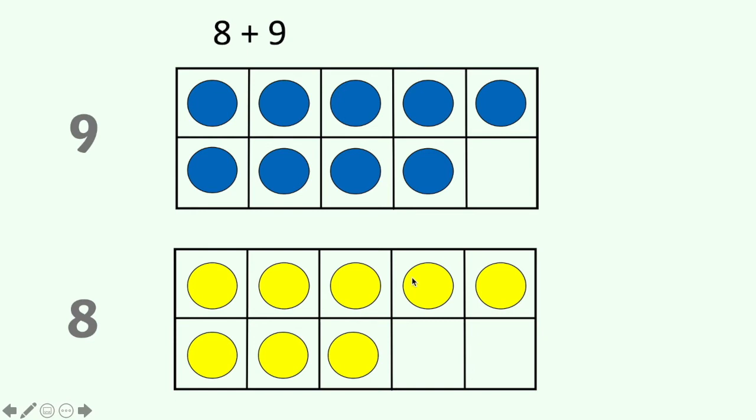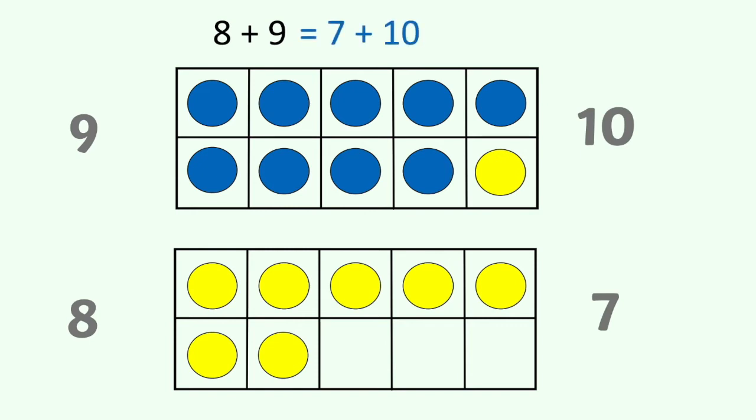Let's do 8 add 9. Move that magic finger. There we go. And it becomes the same as 10 and 7. So 8 add 9 is the same as 7 and 10, which is the same as 17. So 8 add 9 equals 17.